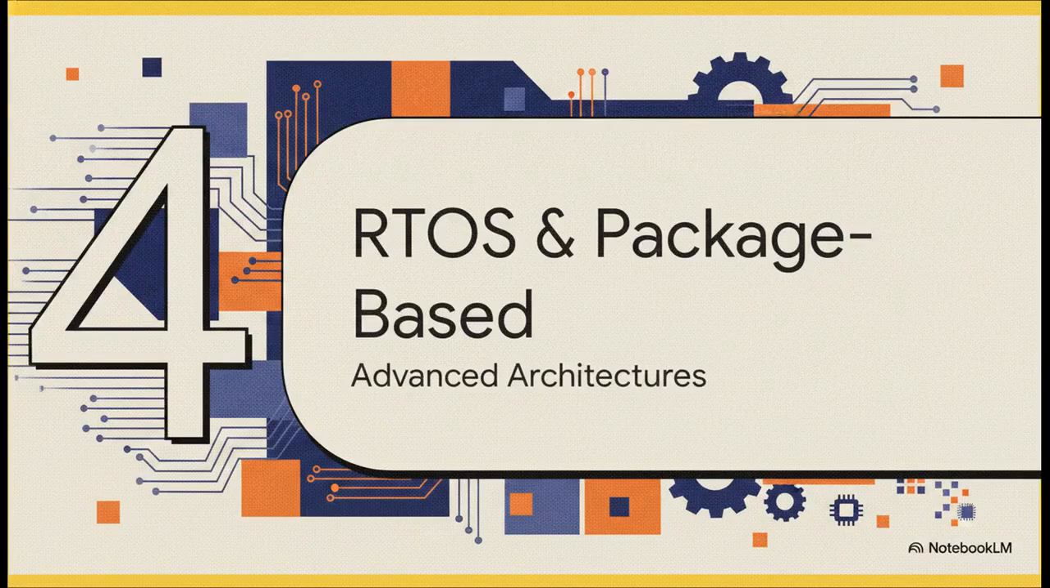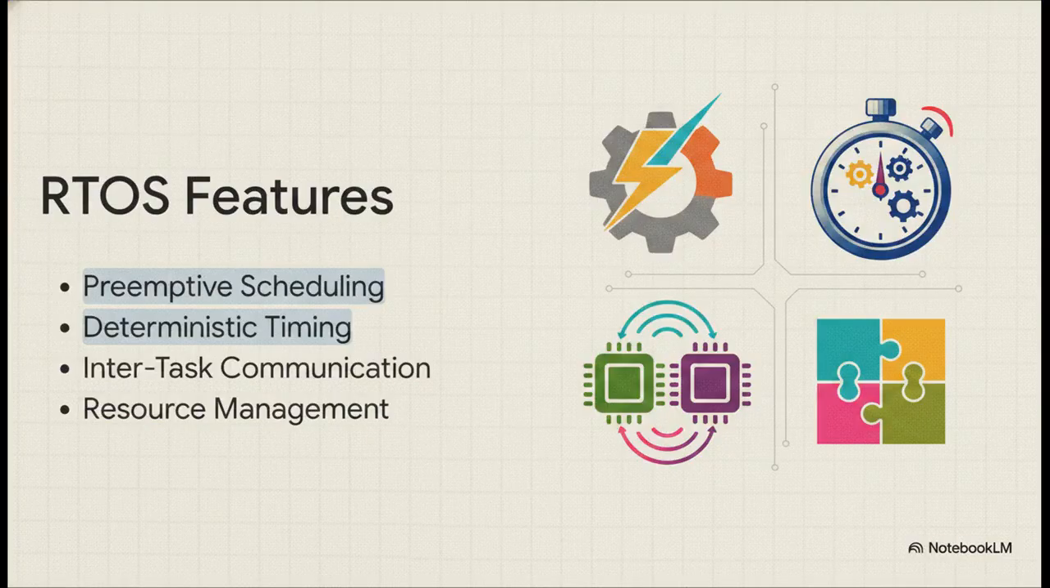Section 4. RTOS and package-based designs. But what happens when strict split-second timing and massive scalability aren't just nice-to-haves but absolute necessities? We shift our focus to these more advanced architectures. For highly critical applications, an RTOS brings some incredible, totally non-negotiable features to the table. Preemptive scheduling means high-priority tasks can literally interrupt lower-priority ones to make absolutely sure deadlines are met.